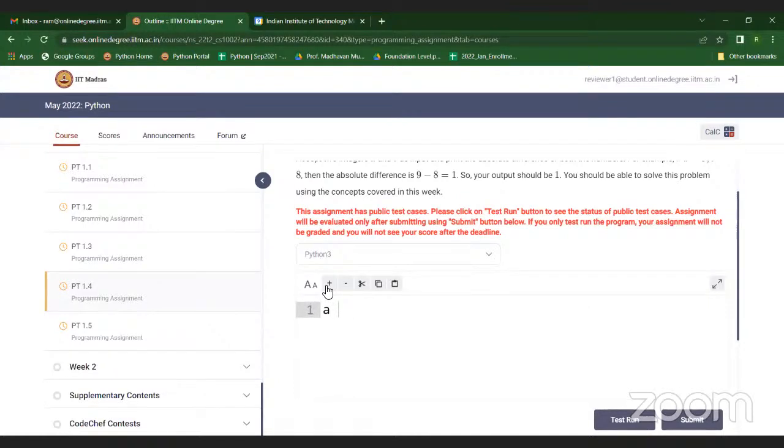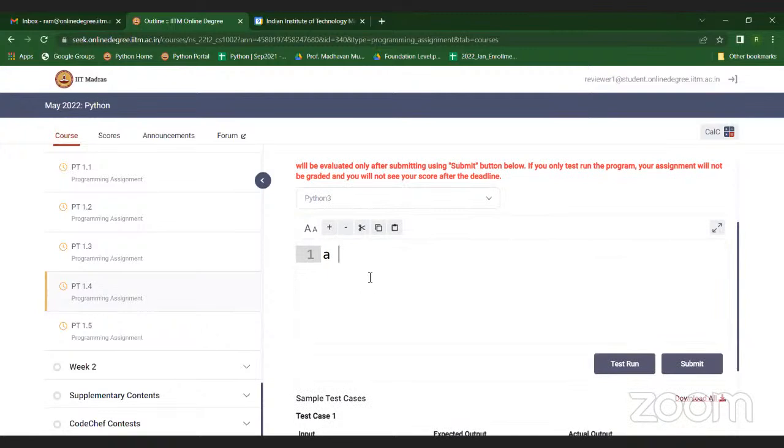Sir, is there any other way, or is this the only way? If you want to use the week 1 concepts, then this is the only way. If you could come up with some other way, then that's great. As far as I'm aware, this is the only way.